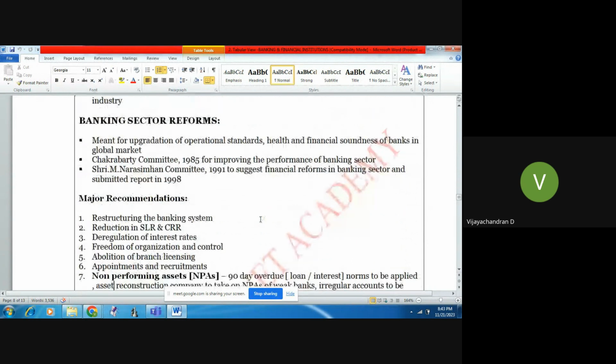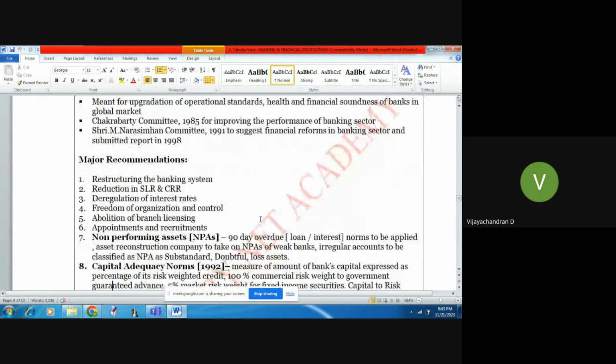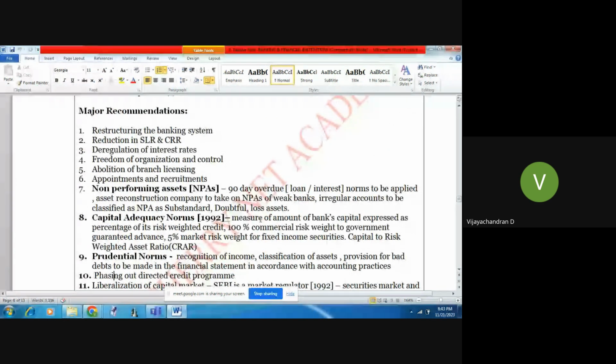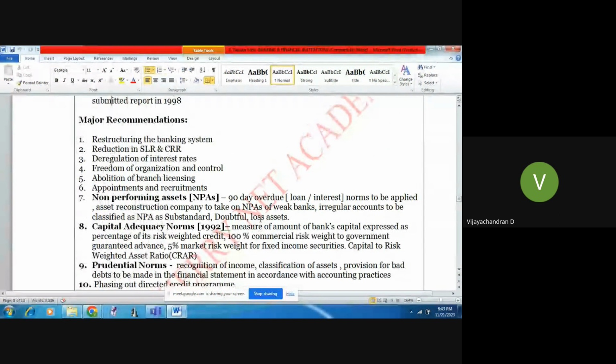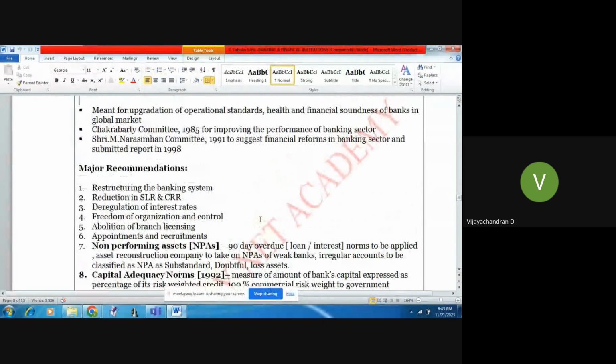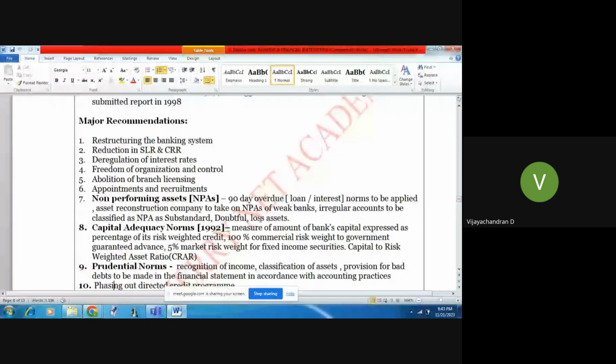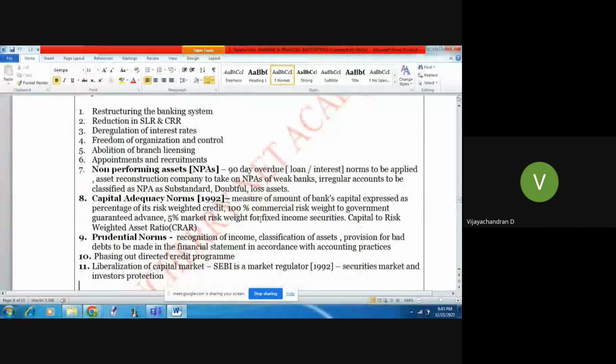What are the banking reforms? Very important recommendations; what are the recommendations that you have to keep in your mind? The Narasimham Committee. What are the recommendations of the Narasimham Committee? Restructuring the banking system, reduction in statutory liquidity ratio and CRR, and also the fixing of non-performing assets.